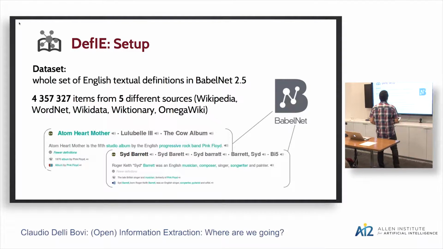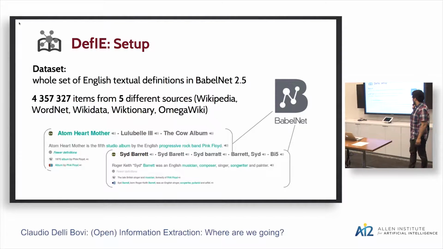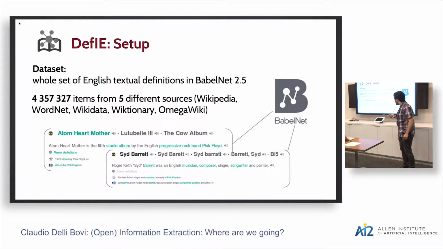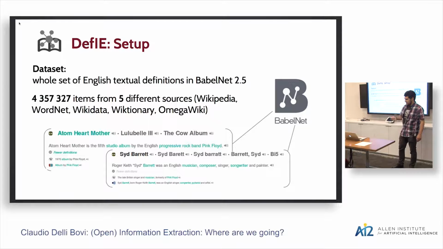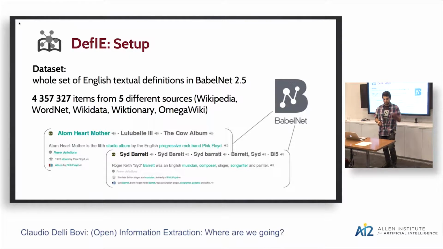So let me tell you about the experimental setup. As I already anticipated, in our experimental setup, we consider the whole set of English definitions in BabelNet, which is more than 4 million items from 5 different sources. There's Wikipedia, WordNet, Wikidata, Wiktionary, and OmegaWiki, but most of them, I would say 80%, come from Wikipedia. This is what we were saying before. It's probably not 100% given that each first sentence of a Wikipedia page is a definition, but theoretically that should be the case.